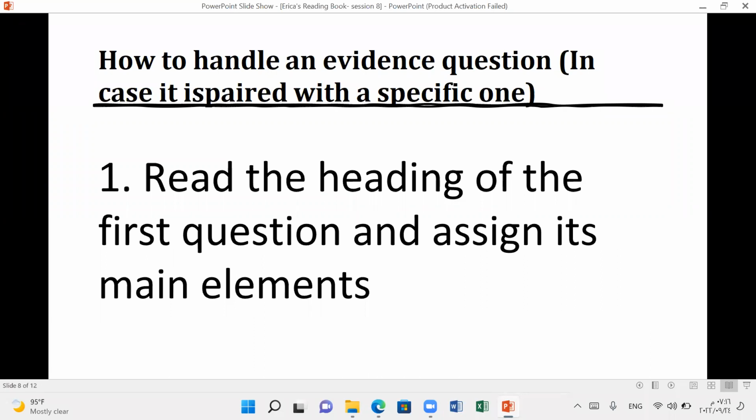This is not specifically for the evidence-based questions. This is for any question you're dealing with on the reading section. You need to assign its main elements. Getting to know its main elements, you're actually getting to know the main focus of the question. So you're going to be able to find the perfect answer to this question, okay?